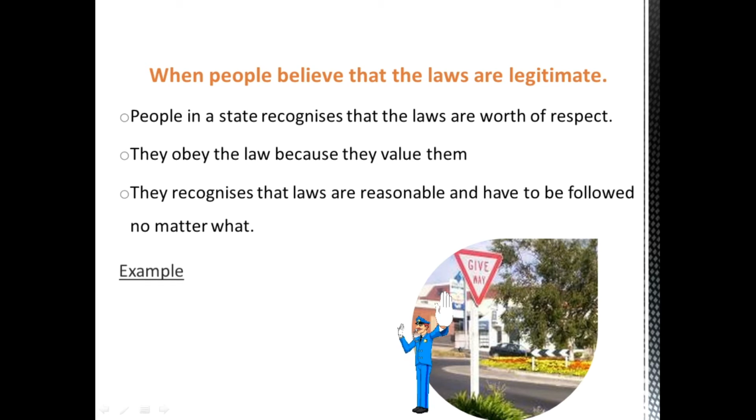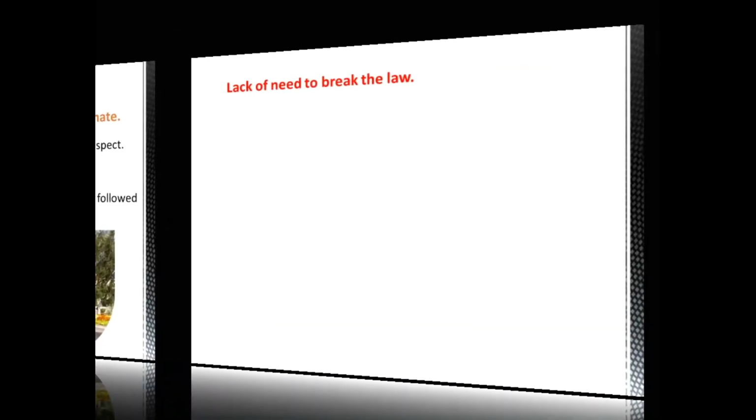For example, a giveaway sign alongside the road, which is illustrated here. If everyone drives as they wish, accidents occur, people die. So people just obey even if no one is seeing them. People believe that it is the right thing to give way to others while on the road so as to protect everyone.